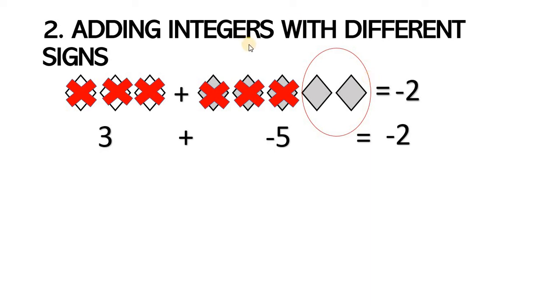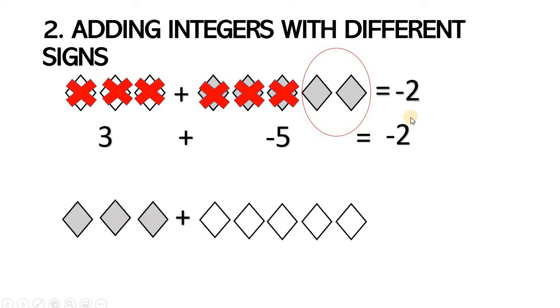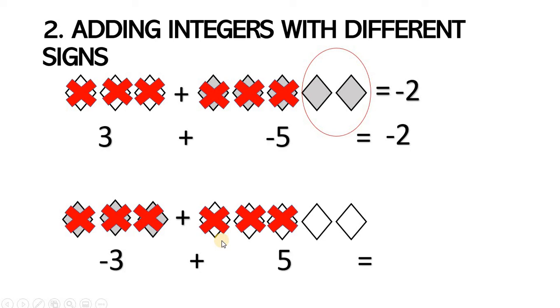In a sense, we just subtract the two numbers. Subtract 3 from 5, which is 2, and then copy the sign of the larger number. Kaya negative 2. Another. Ayan. Negative 3 plus 5. Tanggalin yung smaller number. Kung ilan yung smaller number, i-lessen din natin doon sa larger number. Ayan. Then the final answer will be positive 2.